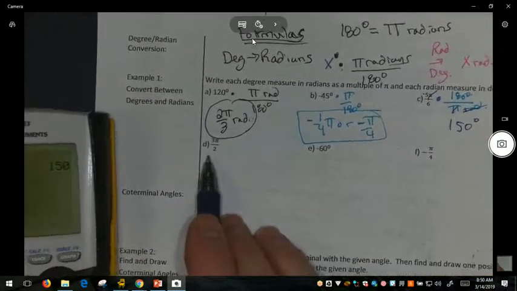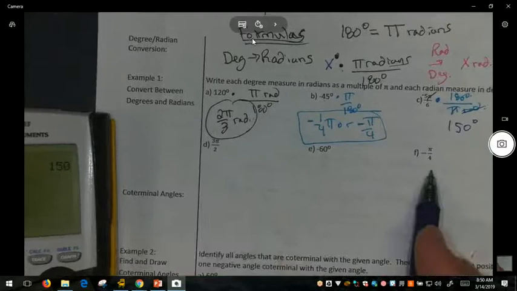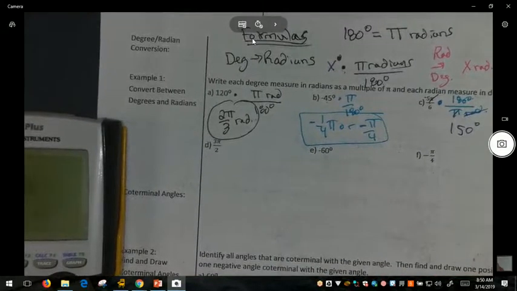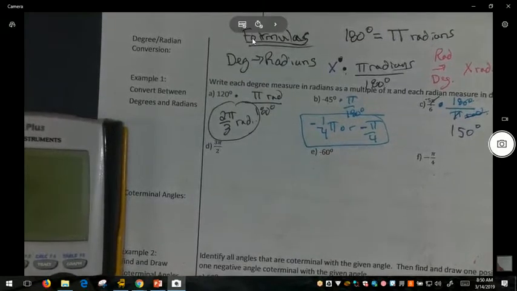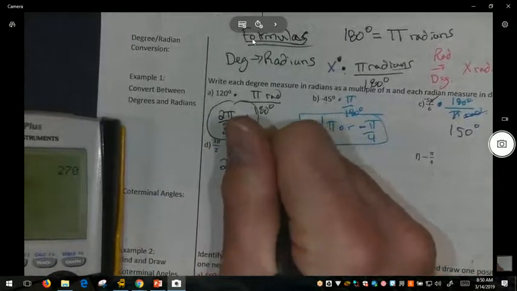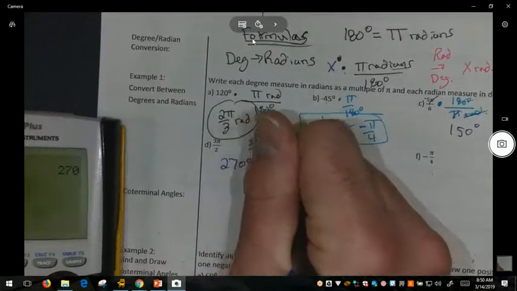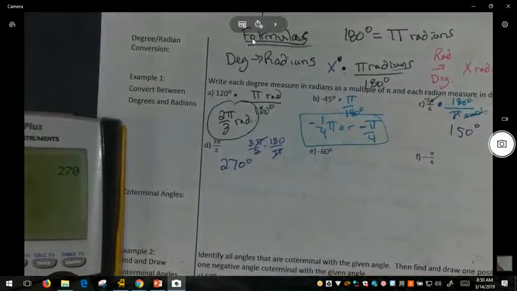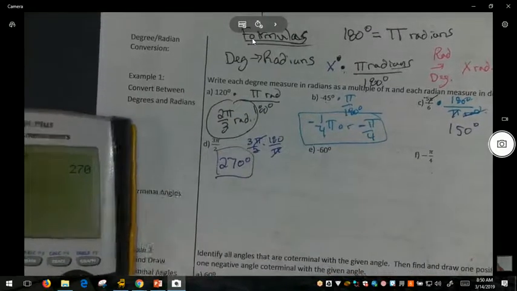Take a moment to try that for letters D, E, and F. You can pause the video and try this for D, E, and F. If you did this for letter D, you should have gotten 270 degrees, because 3 pi over 2 times 180 divided by pi, the pi units cancel. 3 times 180 over 2 is 270.